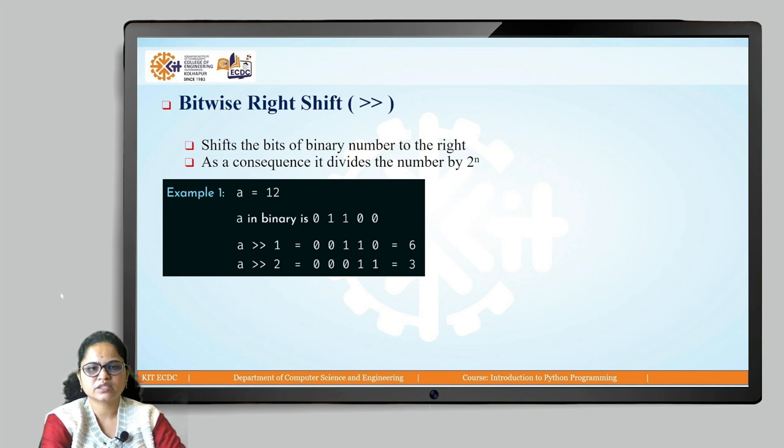Okay, so in this example we have considered the number 12. In binary, 12 is represented as 1100. Now if we shift this number 12 only one bit to the right, what are we doing in the right shift operator?